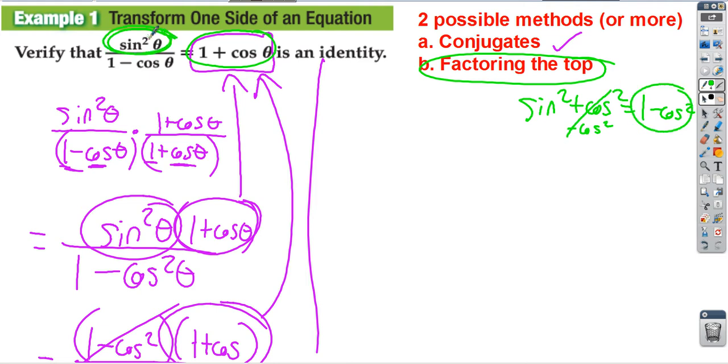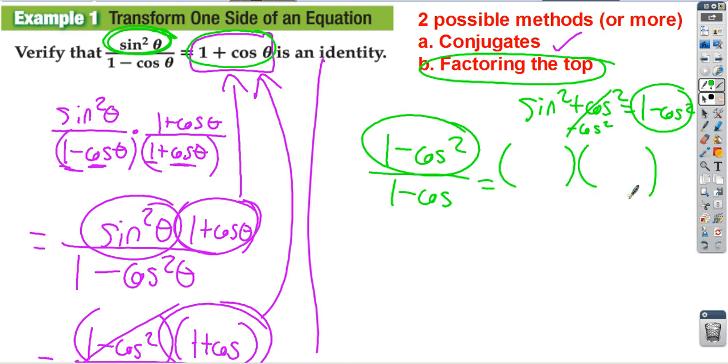I'm going to change the left side. I'm going to change sine squared into 1 minus cos squared, and I have it over 1 minus cos. And then it says factor. I notice that this looks like a difference of squares. Okay, that looks like a difference of squares.